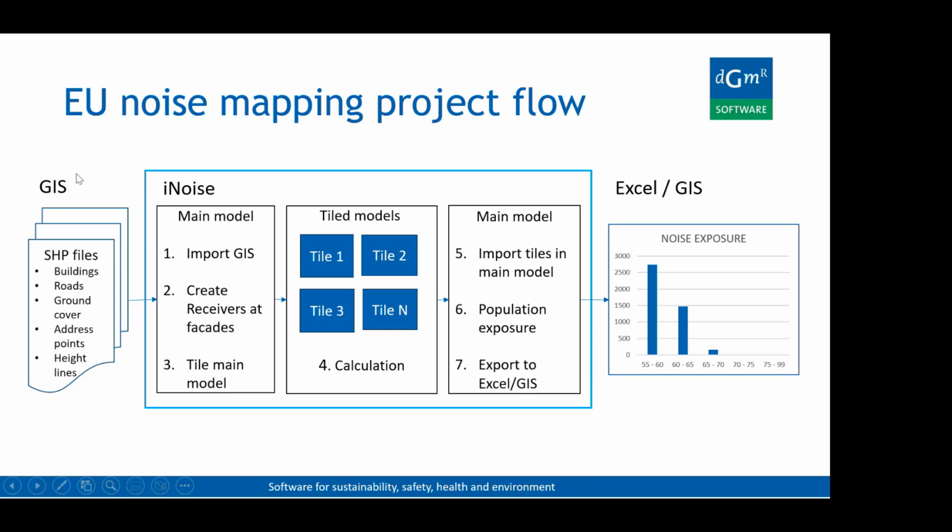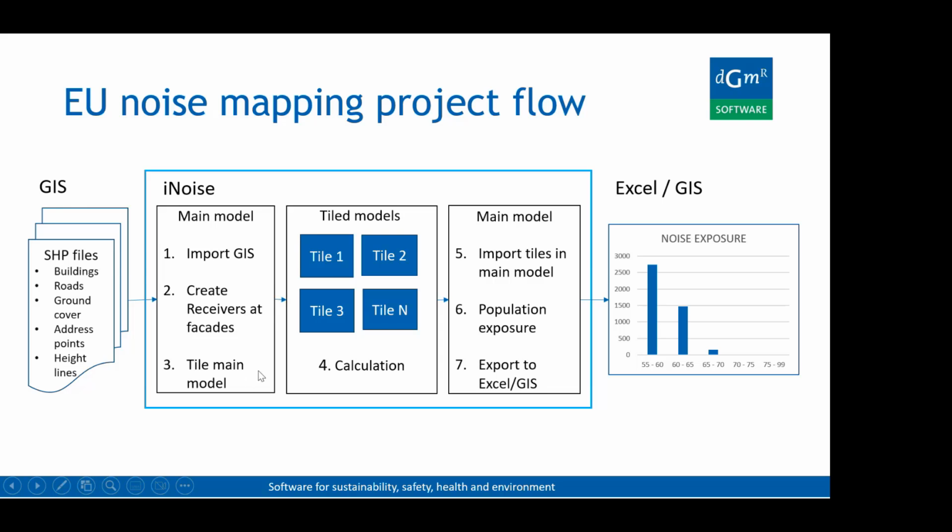Of course, you start with GIS data, for instance, shape files of buildings, roads, ground cover, address points for the number of people, height lines. Of course, you import that in your main model in iNoise. There are all kind of import options. Then within iNoise, you create your receivers at facades. There are specific CNOSSOS methods how to do that, and we've implemented those methods in iNoise.